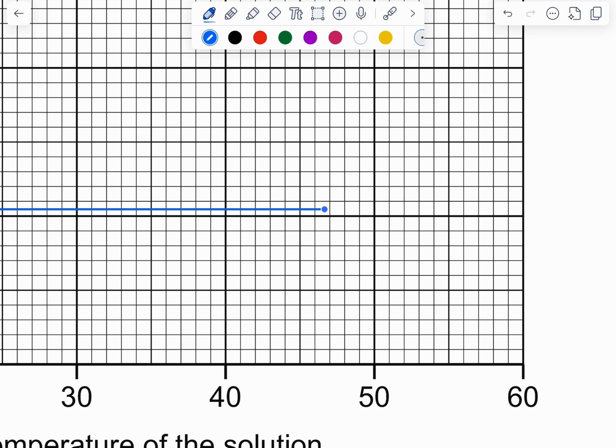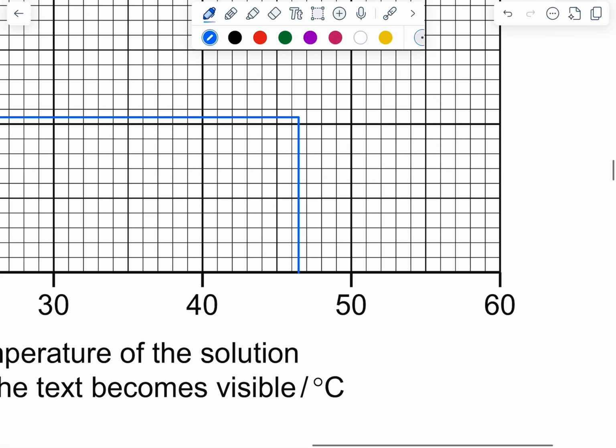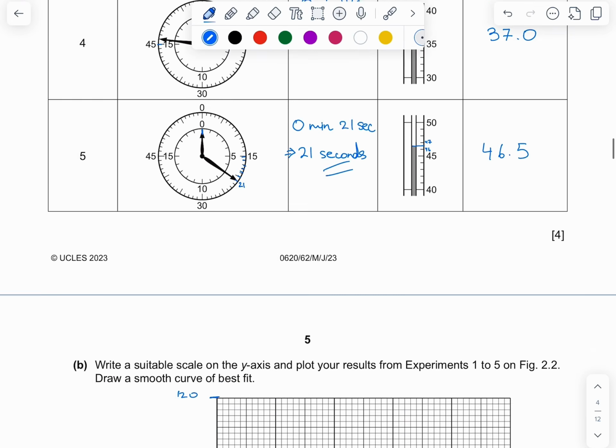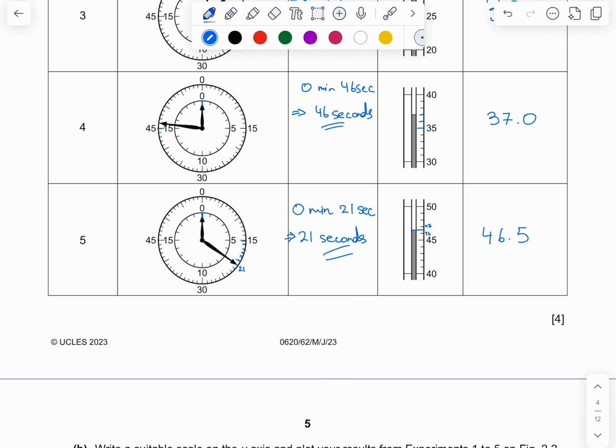Just slightly back. Yeah, this should be 46.5, right? 46.5. This is our first point. Okay, so now the next point. So we've drawn this one. The last one we've drawn 21 seconds, 46.5 seconds.